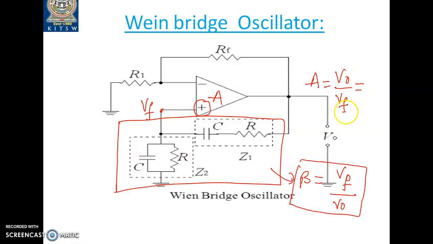As this is a non-inverting operational amplifier, the amplifier gain is equal to 1 plus Rf by R1. Please remember this formula. If the operational amplifier is ideal, we straight away take the formula as 1 plus Rf by R1 for a non-inverting operational amplifier. Just recall what we discussed in the previous lecture, the RC phase shift oscillator. There it is an inverting operational amplifier, so remember that the non-inverting input terminal is directly connected to ground.